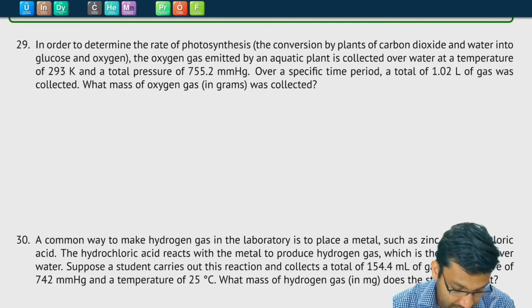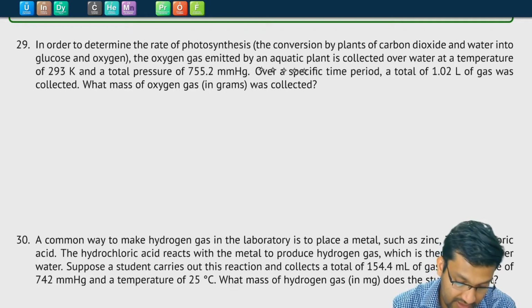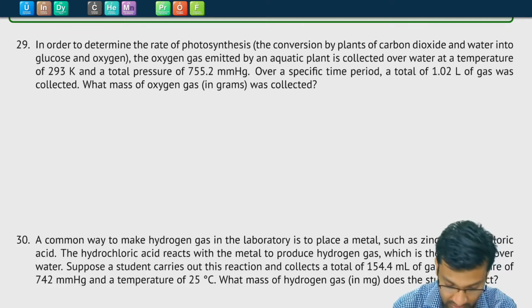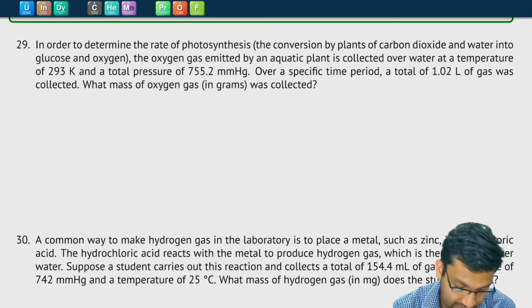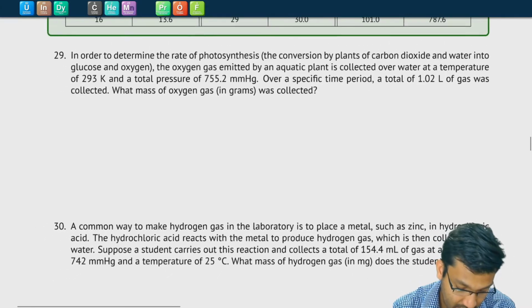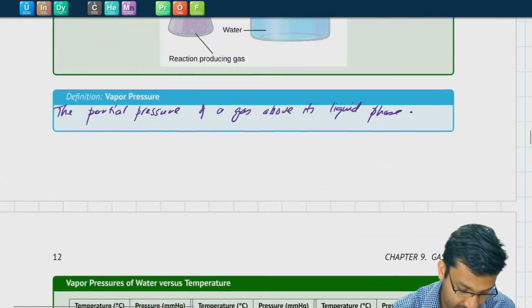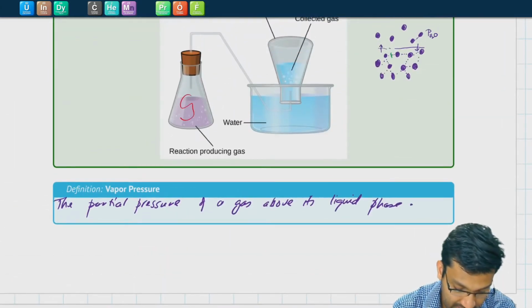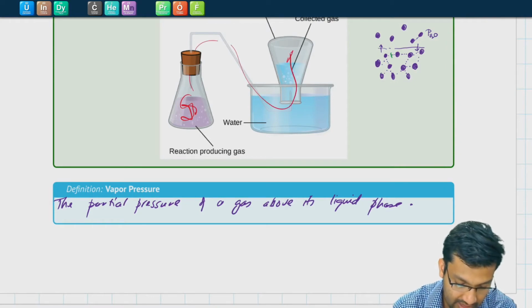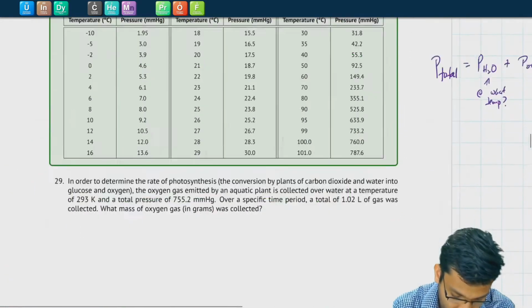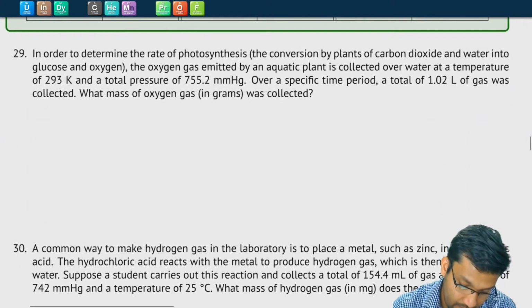Okay, so number 25 talks about determining the rate of photosynthesis by emitting oxygen in some reaction, and then they collect the oxygen gas over water. Kind of like here, you have the plant doing photosynthesis, and here they collect the oxygen gas over water. Okay, let's see what happens.